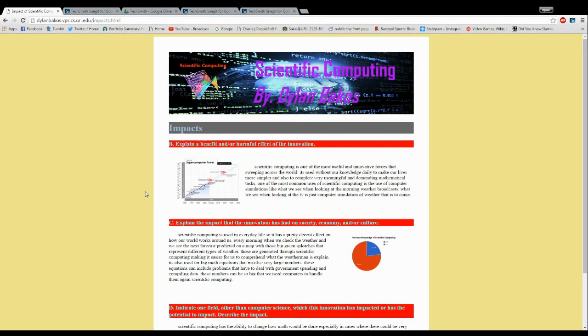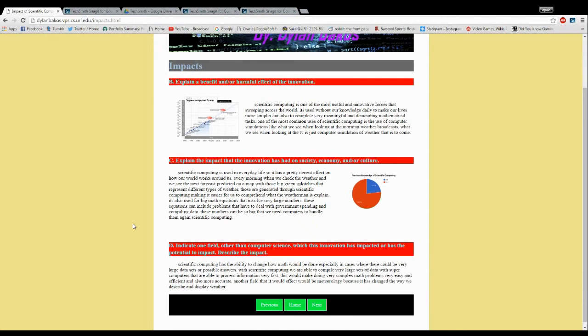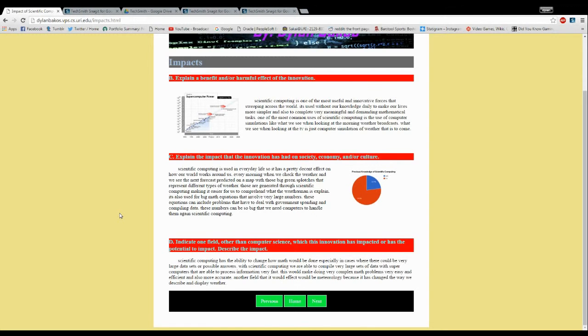These theories range from very obscure theories like chaos theory or complexity theory, and they really just test what hypotheses we have around the world. And then on to the next one, explain the impact of the innovation it's had on society, economy, or culture. And this one, again, is very relatable to scientific computing because it is used in everyday life.